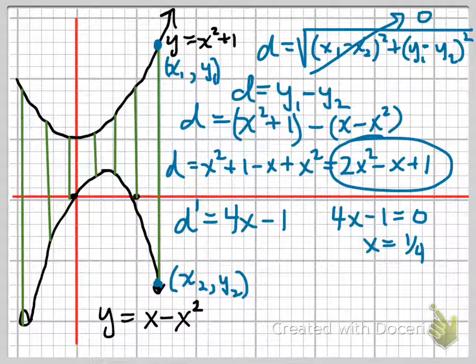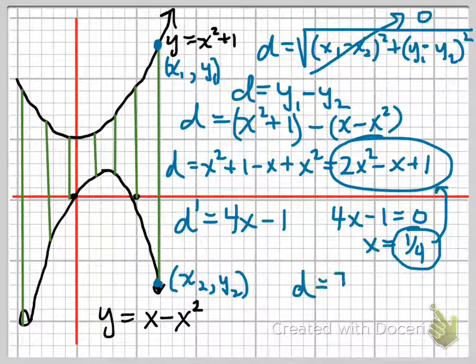So sure enough, if you look at the vertical segments that I constructed, it looks like about 1/4 is right where we would think that distance is the shortest. What is that distance? Well, we would just take 1/4 and plug it into that distance formula that we came up with earlier, and you get the distance is 7/8 or 0.875.